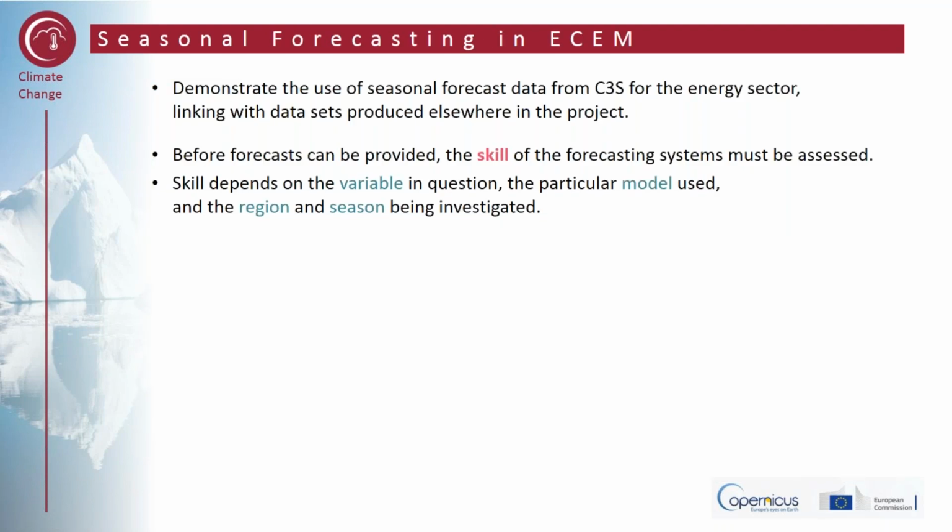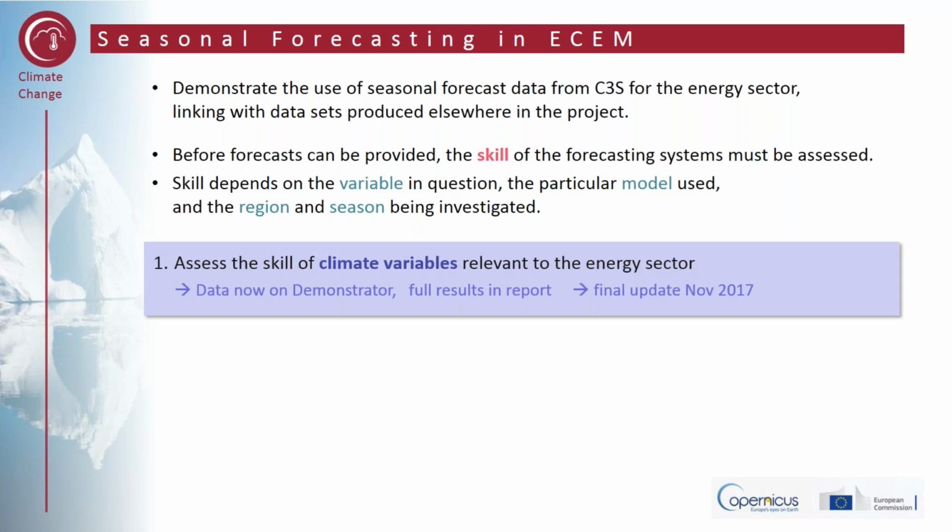And so what are we doing in ECEM around seasonal forecasting? What we want to do is to demonstrate the use of seasonal forecast data from Copernicus Climate Change Service for the energy sector. And we obviously want to link in with the data sets that are produced elsewhere in the project, such as what Phil Jones has just talked about. But before we can provide forecasts, we really need to assess the skill of the forecasting systems. The important thing to consider is that the skill will depend on the variable in question and the model used and the region and the season being investigated. You don't just get one number out of this sort of thing. So what am I doing?